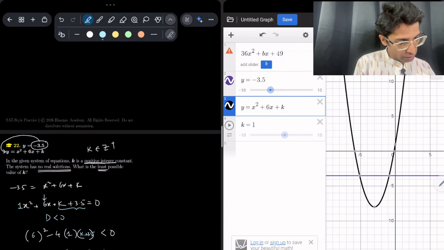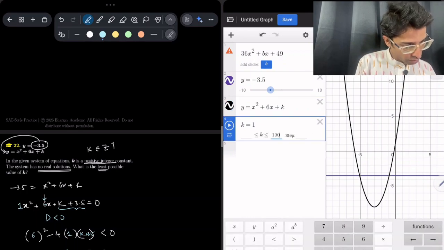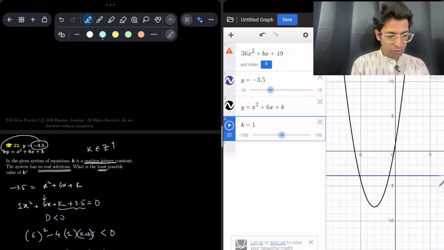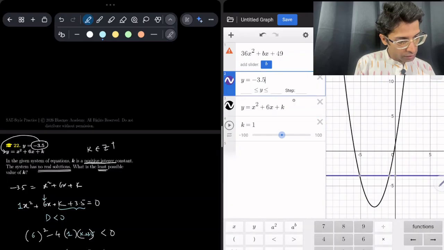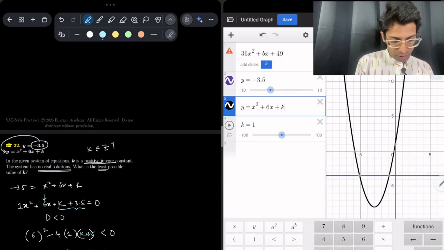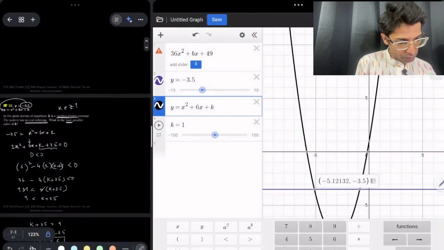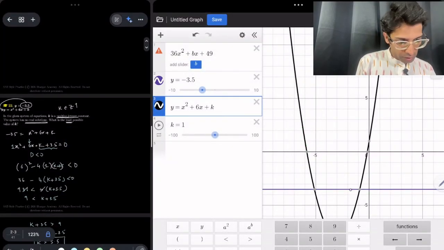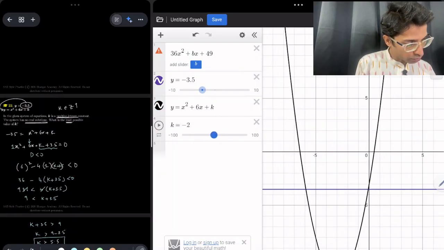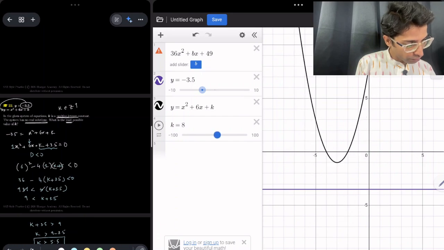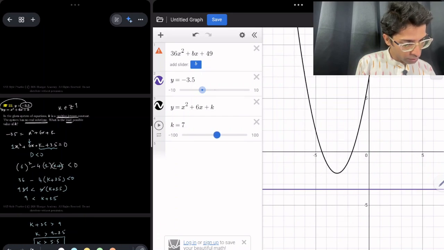Let us add a slider to k, from minus 100 to 100. Now let's see what's happening. The system should not have any real solutions, so these two should not meet anywhere. y equal to minus 3.5 is this line, and the quadratic is as you can see here, and this should not meet it. So let me move the value of k so that they are not meeting. Okay, they are not meeting.